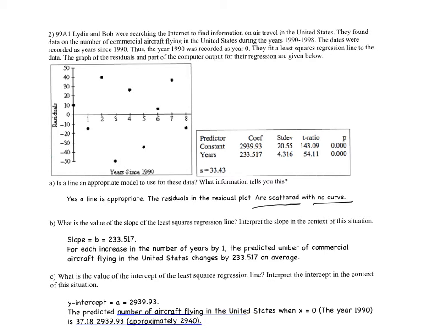B, what is the value of the slope of the least squares regression line? Well, first of all, the constant line is the y-intercept. So here we want the other line, so the 233.517. Then they wanted you to interpret that slope as well. So again, use your notes. But for each increase in the number of years, which is what x is, by 1, the predicted number of commercial aircraft flying in the United States, which is what y is, changes by 233.517 on average.